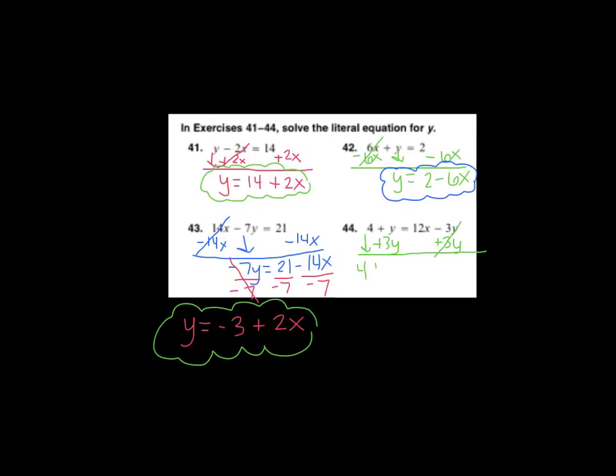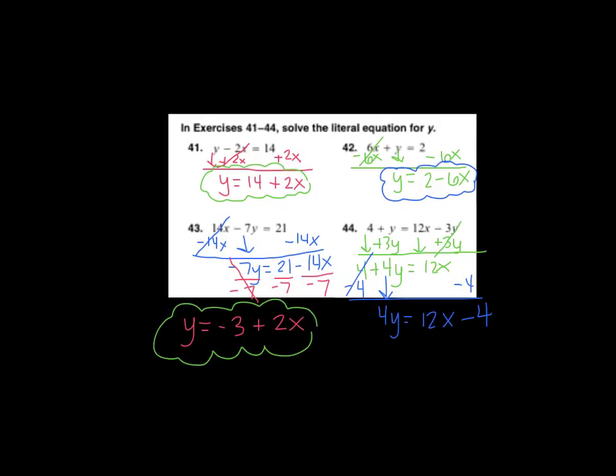Y plus 3y is 4y, equals 12x. I just brought that straight down as well. Okay, from here, I'm still trying to get y by itself, so I want to move that positive 4 to the other side by subtracting 4, because that's the opposite. So when I do that, positive and negative 4 cancel, and I'm left with 4y equals 12x minus 4.